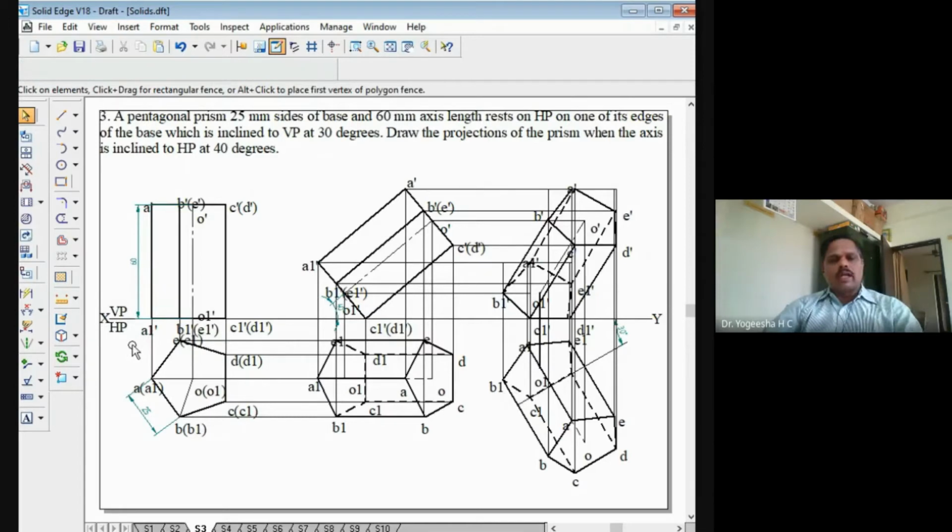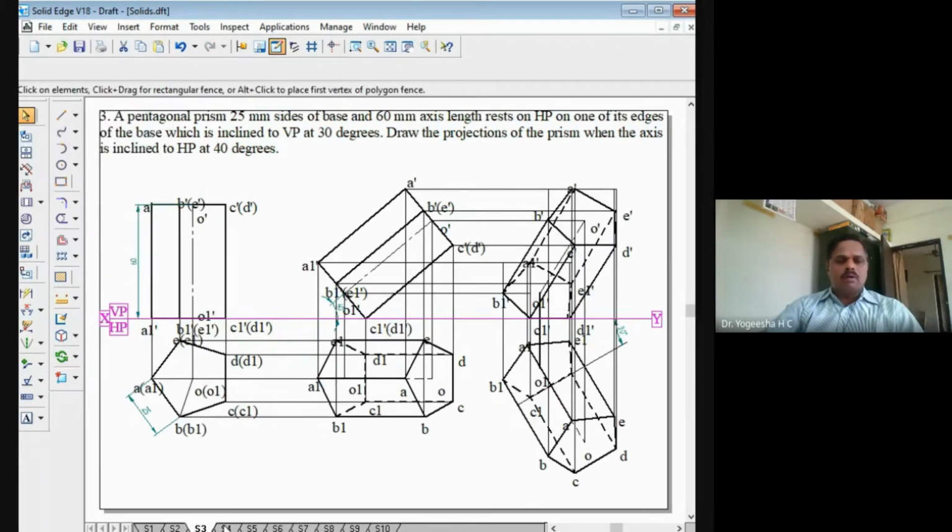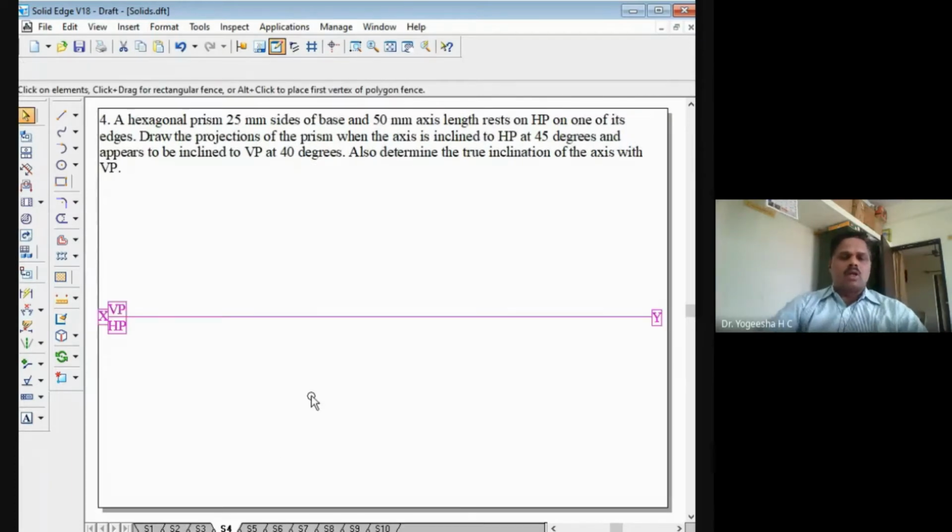Now we'll go to the second problem. For that, I will copy the XY line here. I'll take the XY line, go to edit, copy. I'll go to the next problem and paste here, Control B.